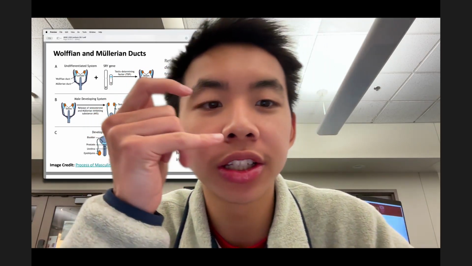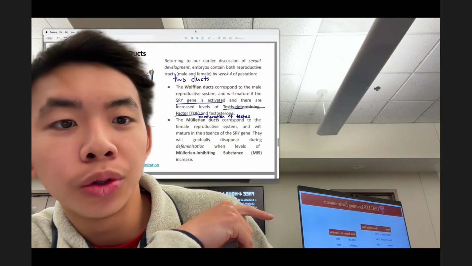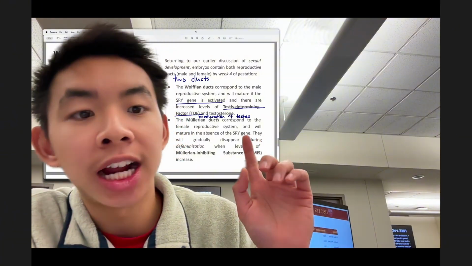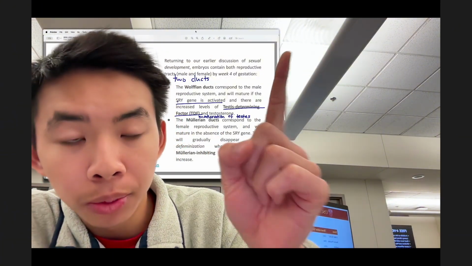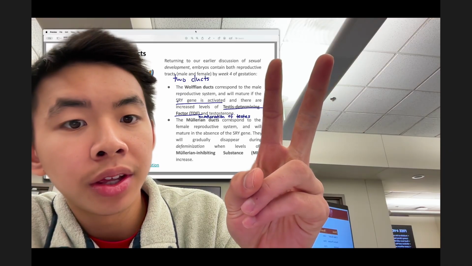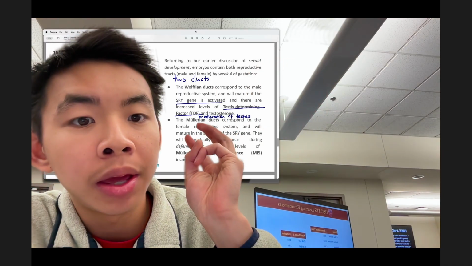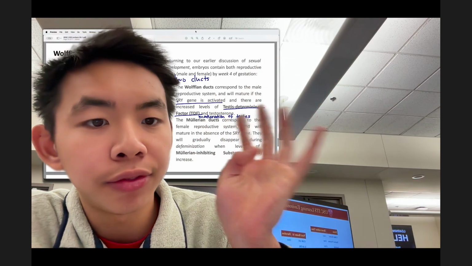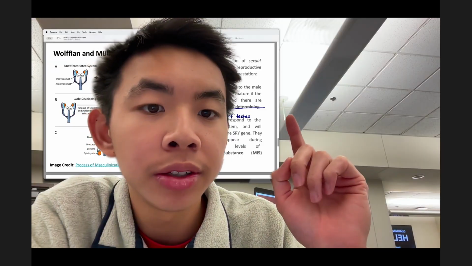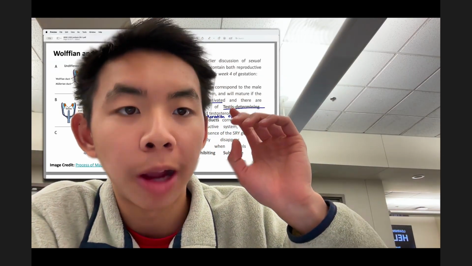So the Wolffian ducts are going to be corresponding to the male reproductive system. It will mature if the SRY gene is activated. Number one, SRY gene activated. Two, testis-determining factor is there. Three, maturation of testes. And four, the production of testosterone. The TDF is the protein. So gene, protein, maturation of testes, and the production of testosterone.